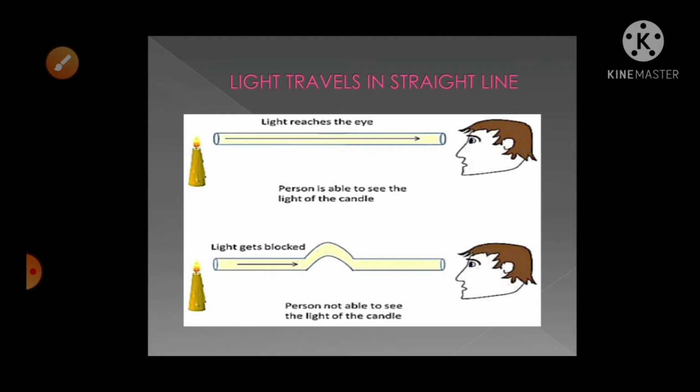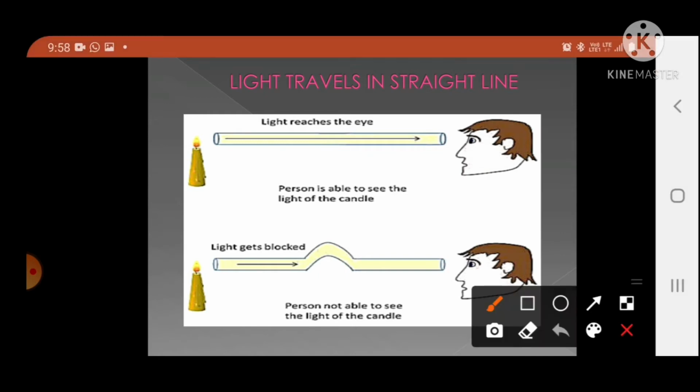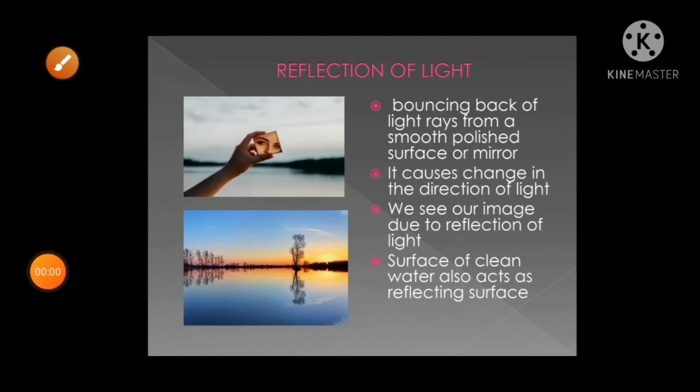here you can see in this experiment the person is looking through the straight tube and he is able to see the flame of the candle. But if he tries to look through the coiled tube, the light gets blocked, and as a result, the person will not be able to see the flame of the candle. So this proves that light travels in a straight line, which is also called the rectilinear propagation of light.